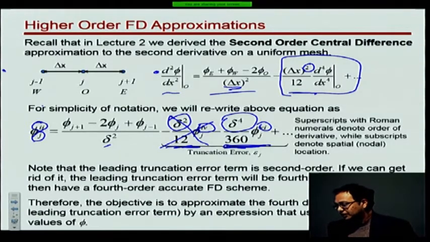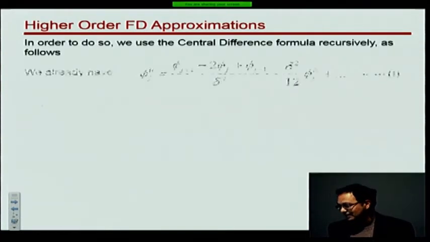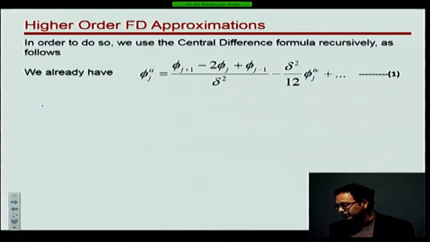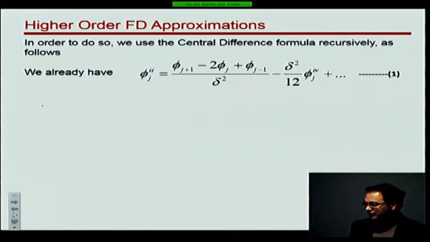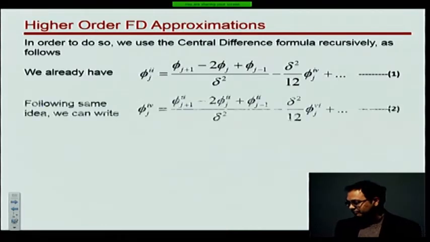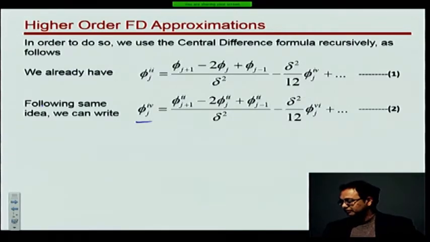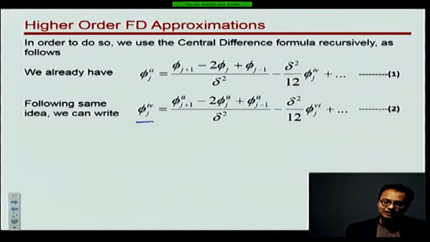Okay, but there is a slightly easier way of doing this, which makes use of actually the central difference formula in a recursive way. Okay, so here is our central difference formula. What we can do is we can write a similar formula for the fourth derivative. Okay, remember that each derivative of phi is like a function. Okay, it's simply a function.